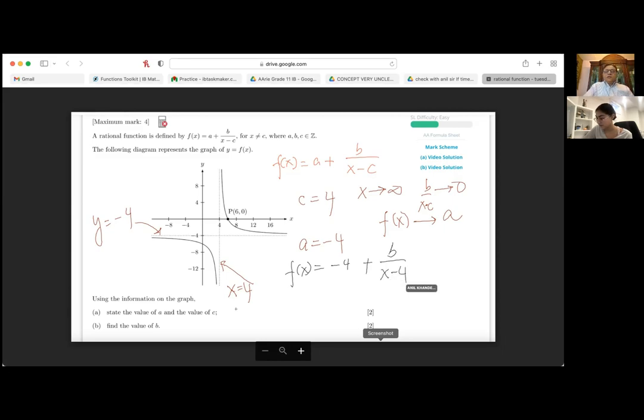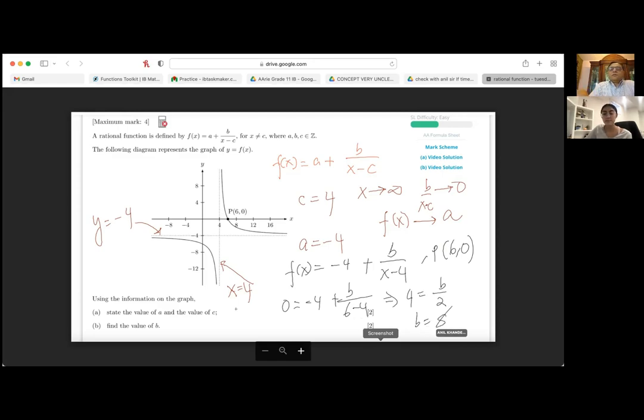Now we'll use the point P, which is given to us as (6, 0). Substitute for x and y, right? So you get 0 equals minus 4 plus b over 6 minus 4. Is it okay? Yes. So that gives you the value of b. Take 4 to the other side. So 4 is equal to b over 2. So b is equal to 8.